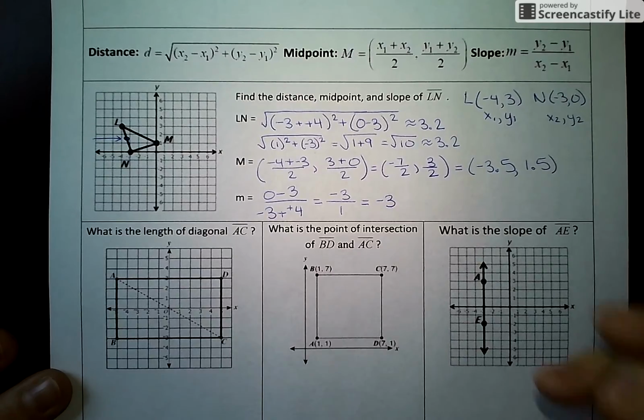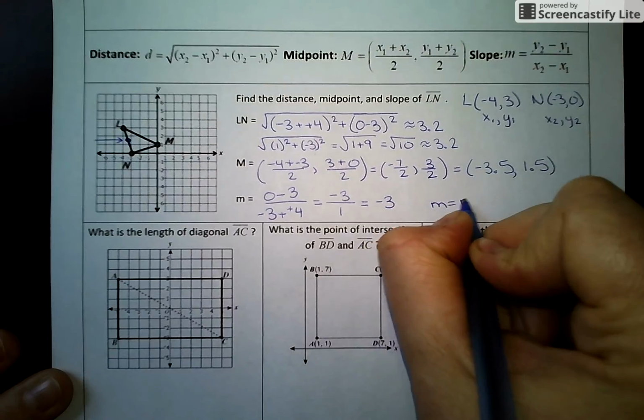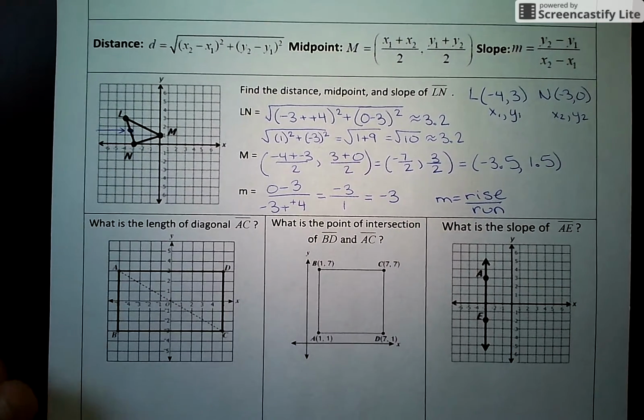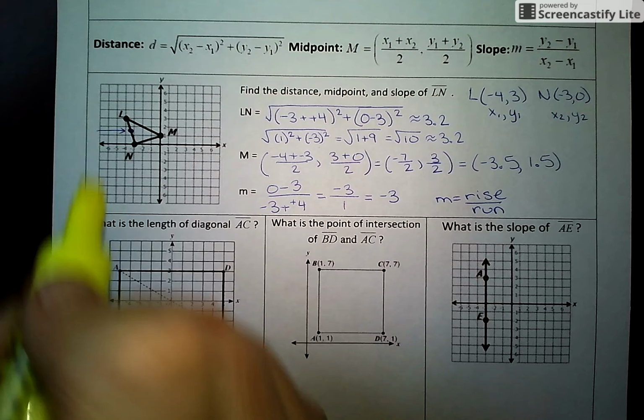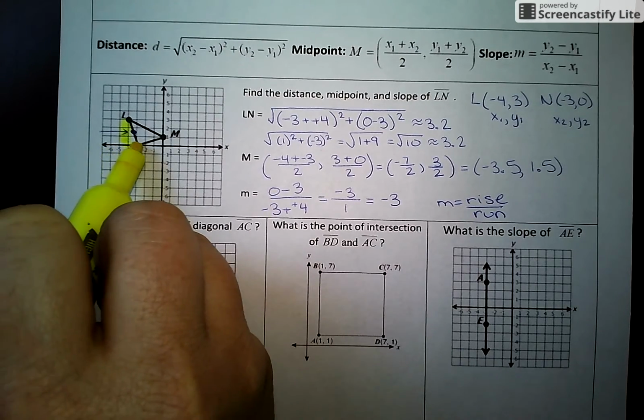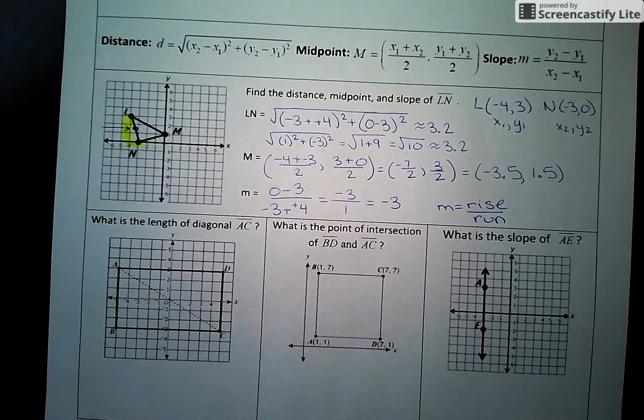If you remember slope as rise over run, you can confirm your answer on the graph. Moving from L to N, I go down 3 blocks and to the right 1 block. That would be a slope of negative 3 over positive 1.